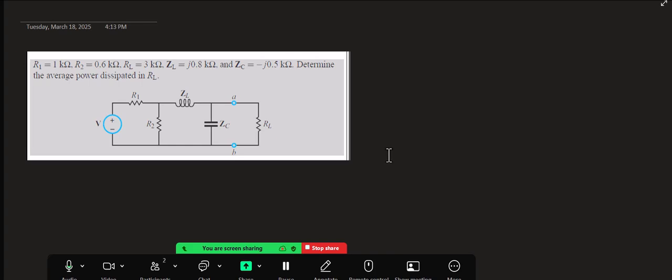A 1 kilo ohm resistor, a 0.6 kilo ohm resistor, and a 3 kilo ohm resistor. We have an inductor and a capacitor, and we're supposed to determine the average power dissipated in L.